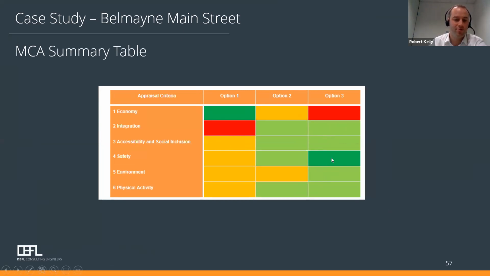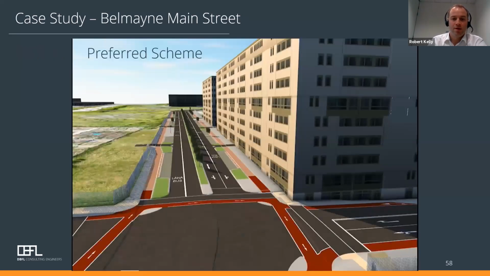Obviously, we felt that the provision of cycle facilities on both sides of the street was a better solution, and that was developed in consultation with DCC and the NTA, Oliver Michael, and then the Bus Connects team. So the preferred scheme, which we're hoping will go to construction quite soon, will probably ultimately be the first section of the Core Bus Corridors, which will be built.